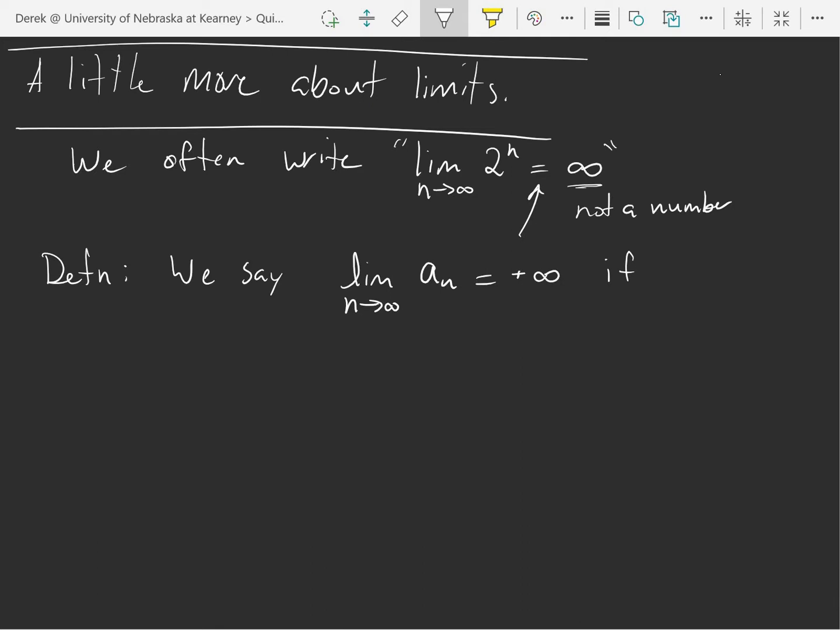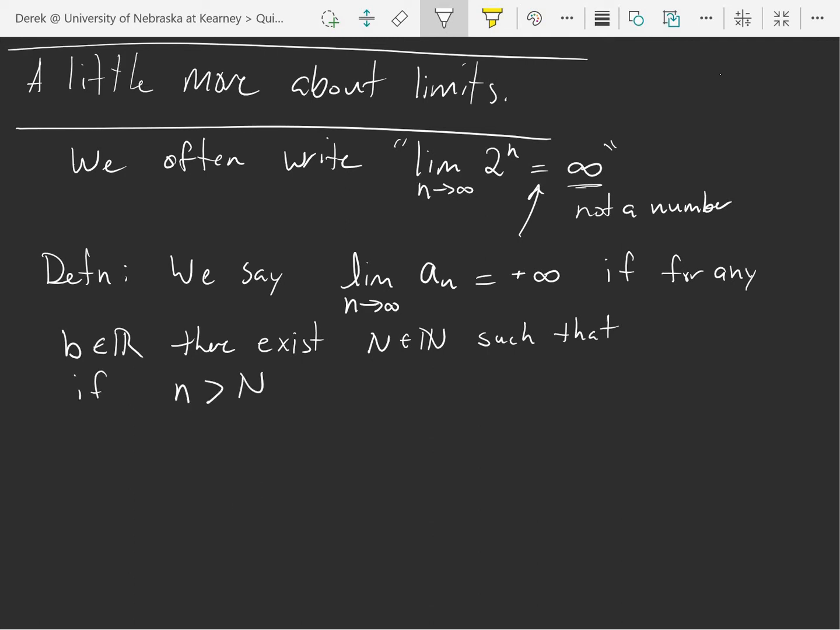So what does it mean to be unbounded? It means that for any bound that we try to put on it, so we'll take a bound b in the reals, there exists a point where the sequence is always bigger than that bound. So that point would be: there exists capital N in the natural numbers such that if n is bigger than N, then a sub n is bigger than b.